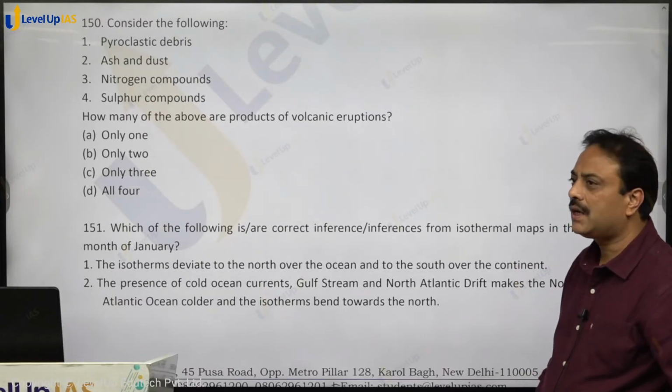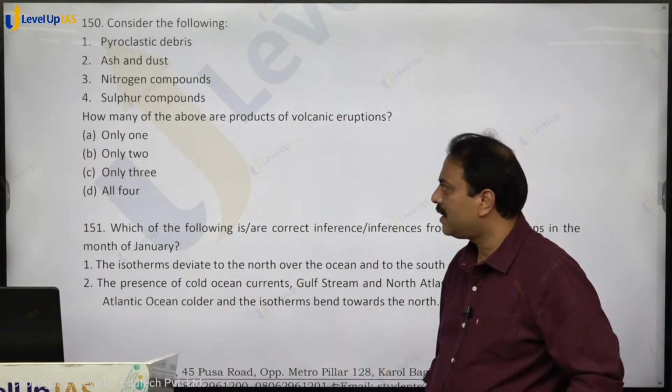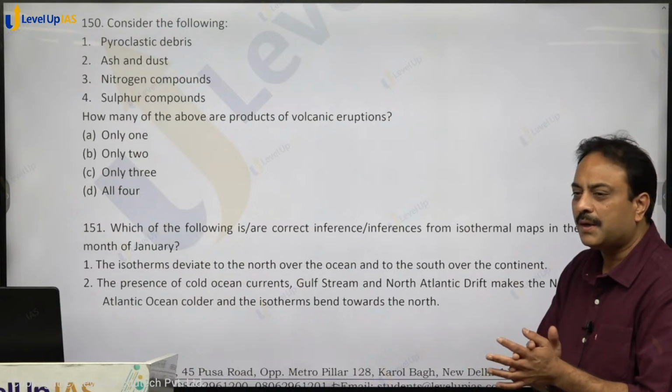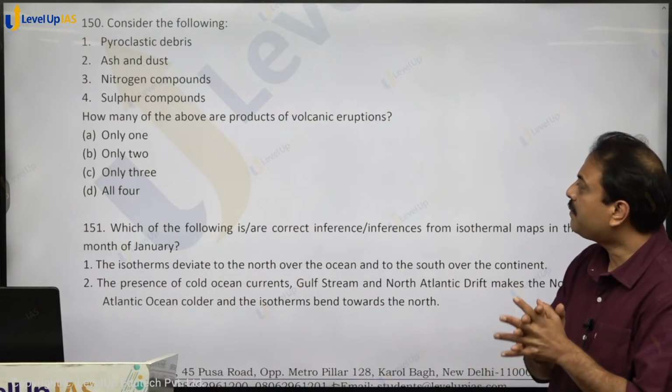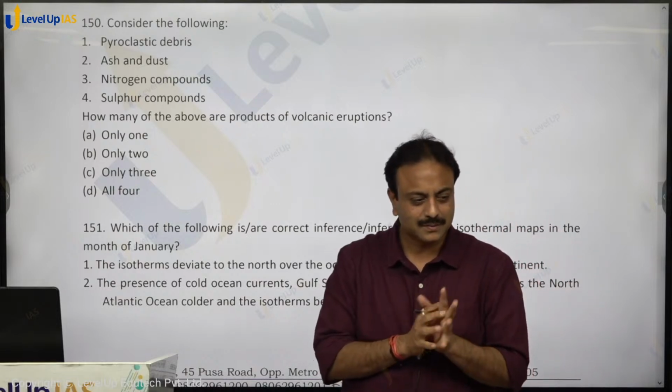Question number 50. Consider the following pyroclastic debris: ash and dust, nitrogen compounds, sulfur compounds. How many of the above are products of volcanic eruptions? What is pyroclastic debris? Coming out of the volcano.